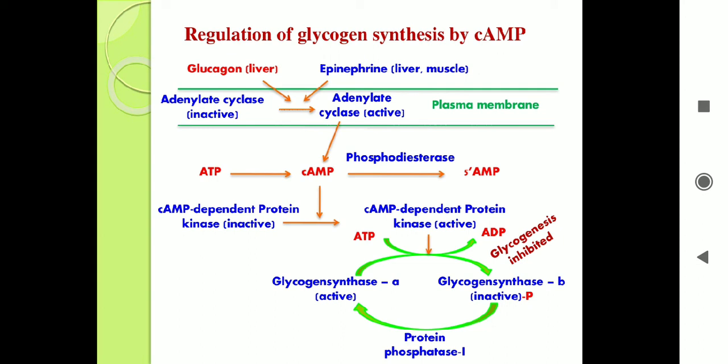And when there is glycogen synthase B, which is an inactive form, it converts into glycogen synthase A, which is the active form, by the enzyme protein phosphatase. I hope you guys understand.